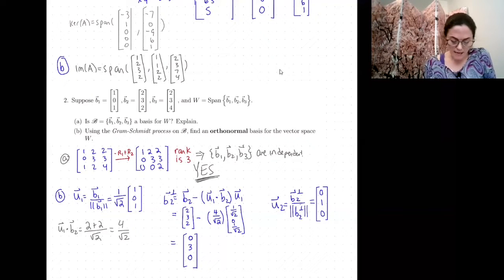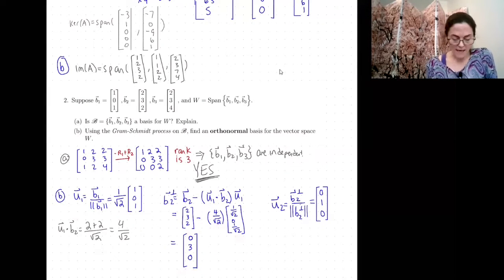You take B2 minus the projection. U1 is unit, and so the projection comes into this formula. We have B2 minus the projection of B2 onto the line spanned by U1, or equivalently onto the line spanned by B1, same line. And here you see my work to calculate U1 dot B2. It's 4 over square root of 2. And then I just take the difference. I take B2 minus this constant times U1. I get this vector 0, 3, 0, which is not unit. In fact, it has length 3.